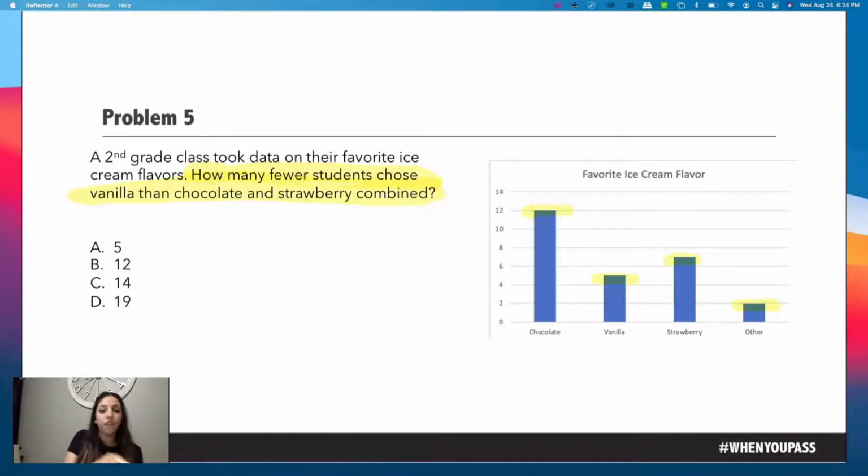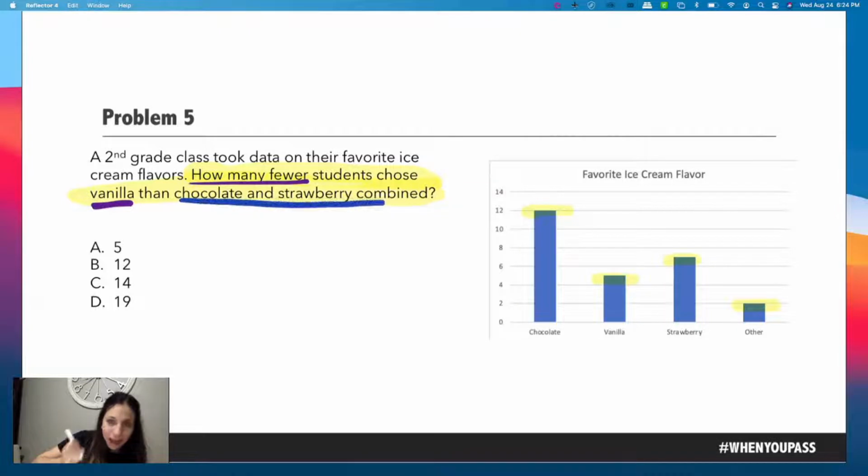Well, when we're looking for how many fewer, we're looking for the difference between two different values. I'm looking for the gap between two different values. Well, what are those two values? It's not vanilla and chocolate. It's not vanilla and strawberry. It's vanilla and it's chocolate and strawberry combined.